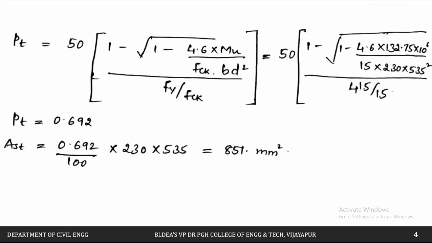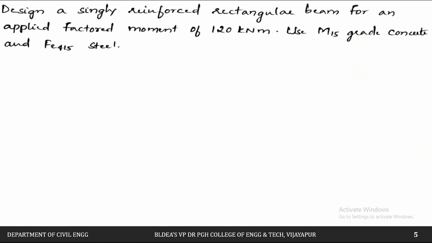Next we will go to another problem, that is: design a singly reinforced rectangular beam for an applied factored moment of 120 kN meter. Use M15 grade concrete and Fe415 steel. So in the earlier classes we used to calculate shear force, bending moment and all. So after that what we have to do is that we have to design the member. So now how to design the member, that is what we are going to see in this problem.